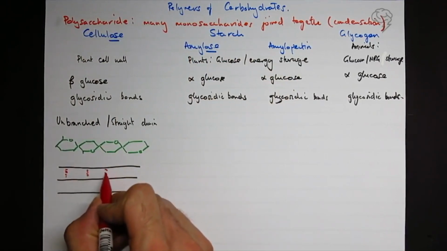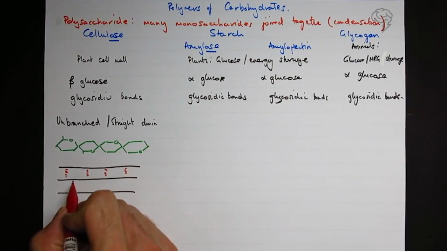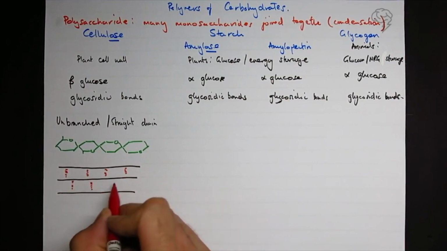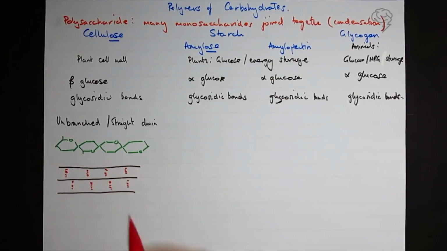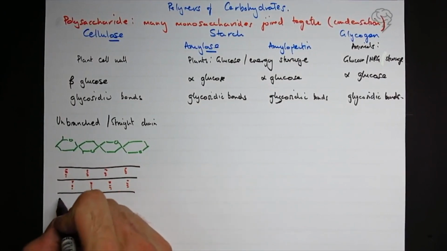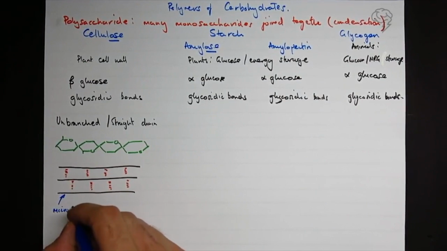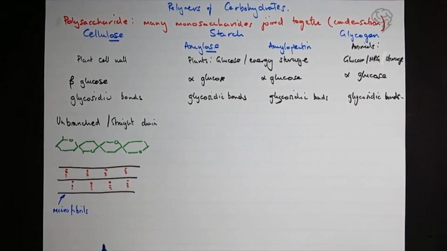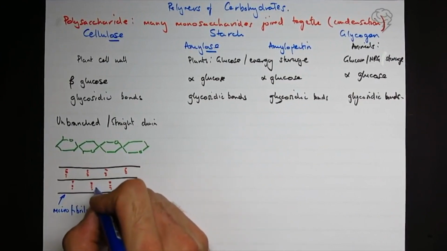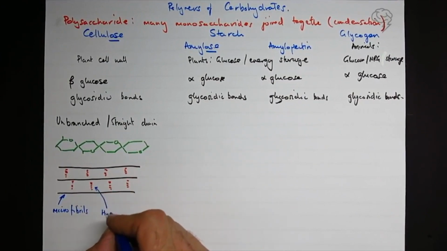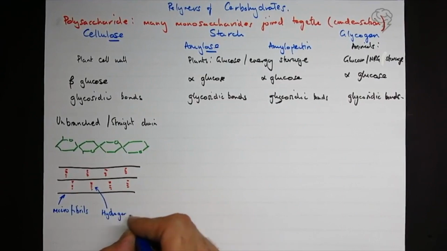We get some positive forces and some negative forces going on, and they create, have a think, see what you can guess what they might be. They create hydrogen bonds. So I'm going to change color to label it, it'll be easier to see. These are called microfibrils. These long straight chains of beta-glucose are joined together, or held together, by hydrogen bonds.